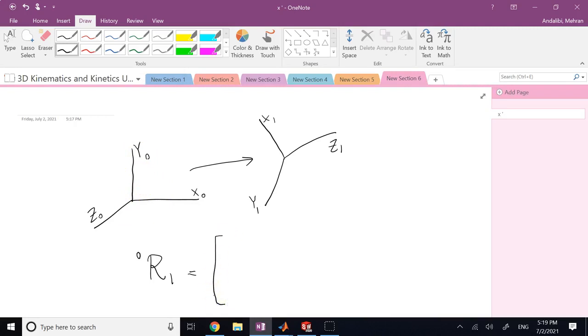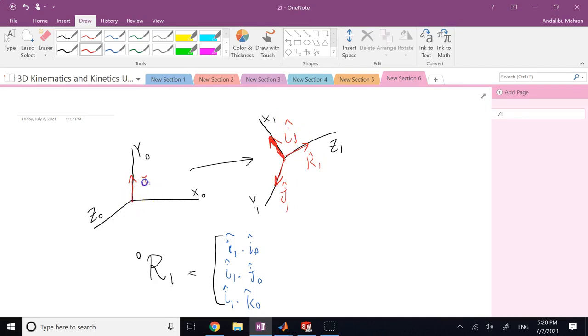So what you have really is, if you call the unit vector along X1 I1, it shows I1 dot I0. This one is the cosine of the angle between the X1 axis and the X0 axis. Then you do I1 dot J0, which is the angle between X1 and Y0, and then I1 dot K0, which is the cosine of the angle between X1 and Z0. So this column here completely tells me the orientation of the X1 axis as it is written with respect to the axes of frame 0. As I said, this is I1, this is J1, and this guy is K1.